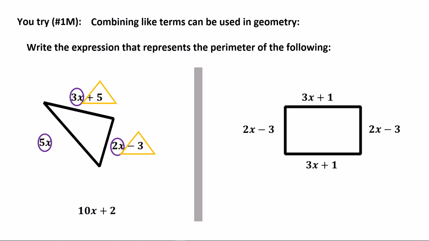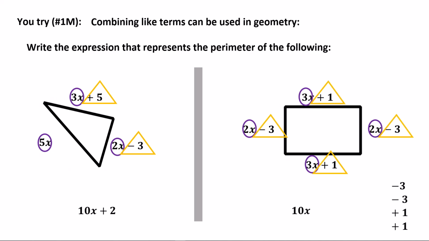In this rectangle, the four x terms combine to be 10x, and the four constants, negative 3, plus 1, plus 1, combine to be negative 4, and the final expression is 10x minus 4.